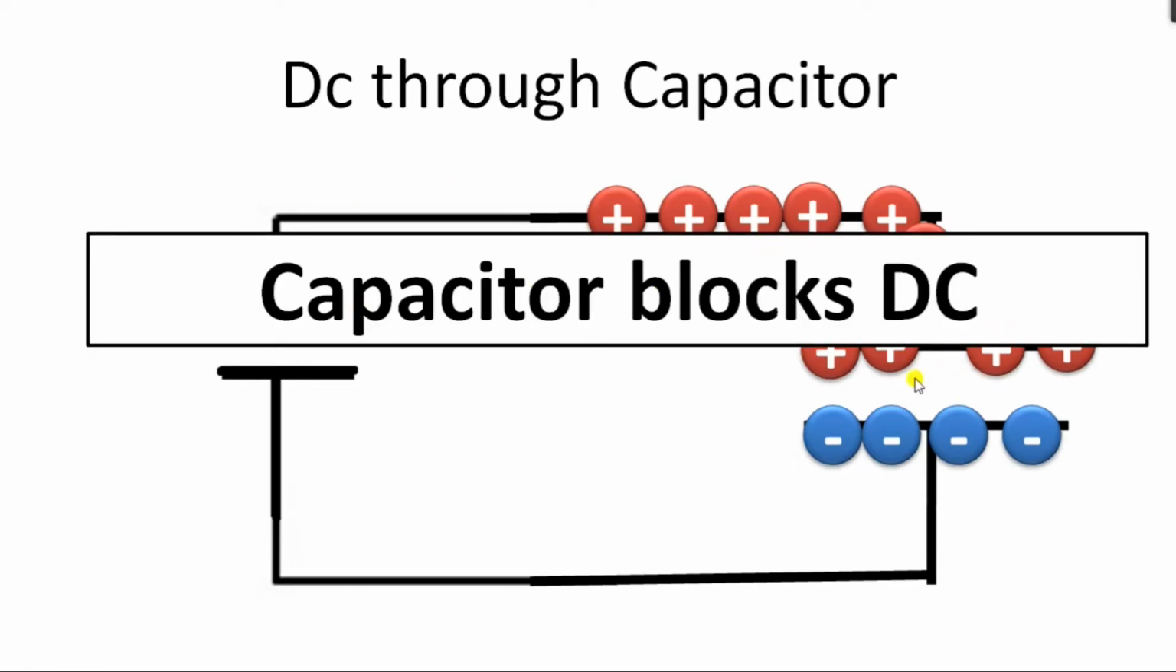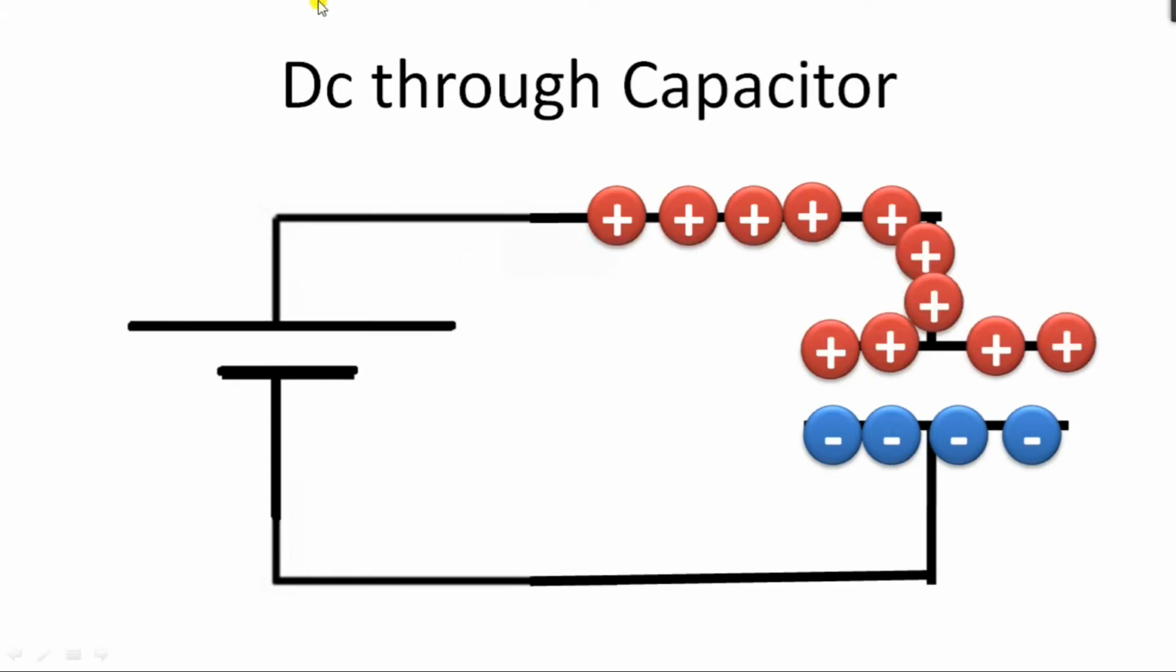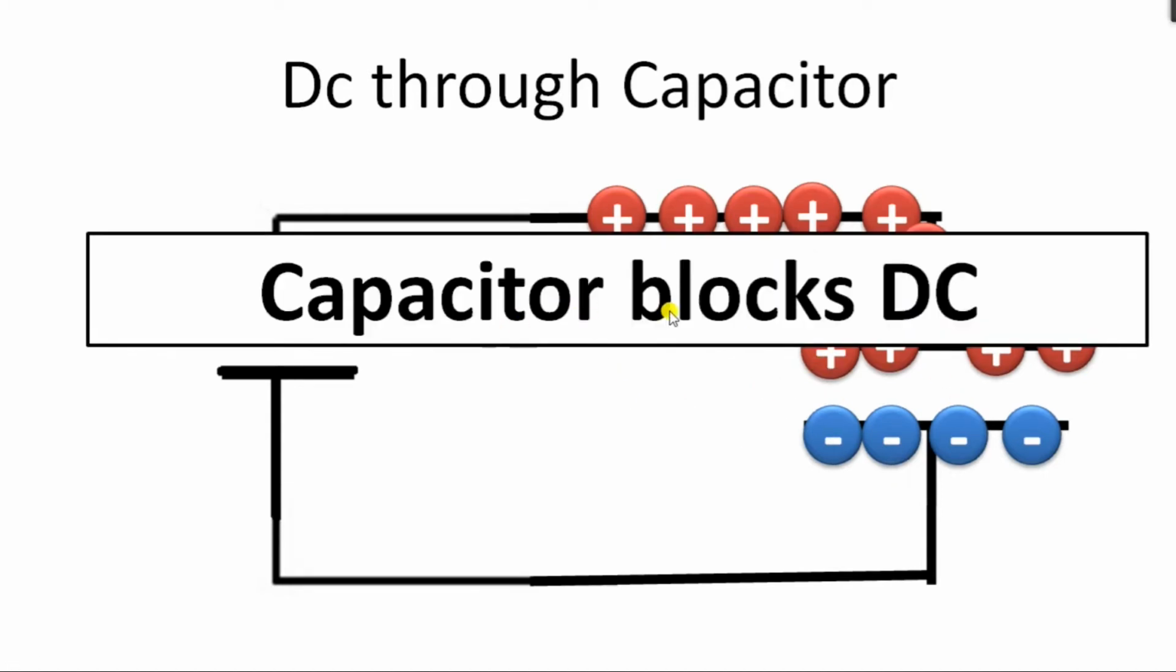In a capacitor there is no connection. In direct current, charges flow from the positive side and come back to the negative side, and if there is a gap in between, the charge cannot flow. So in a capacitor there is a gap in the circuit, so a capacitor blocks DC current.